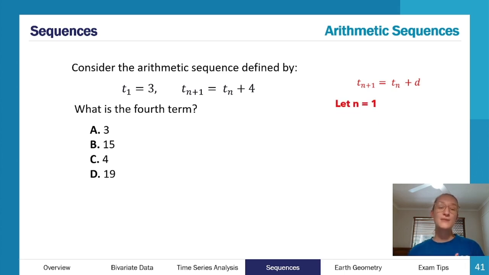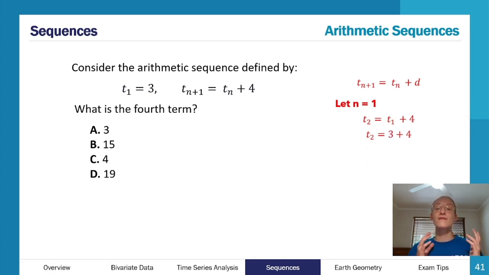So I'm going to communicate this really clearly over to the side in red to illustrate that a bit better. To substitute, we could say let n equal 1. So now you can see we've got tn plus 1. If I say let n equal 1, we have t1 plus 1, which is t2. And that's equal to tn, and we've said n is 1, so it's equal to t1 plus 4.